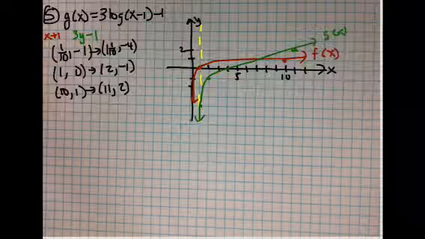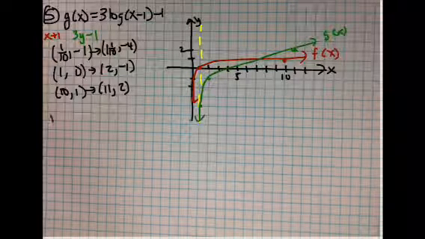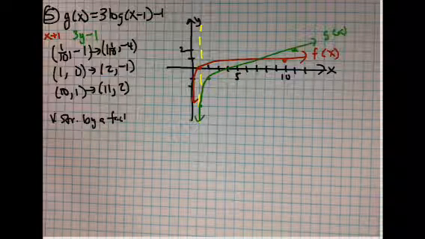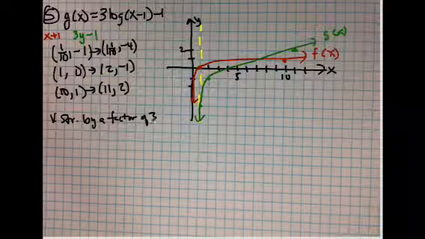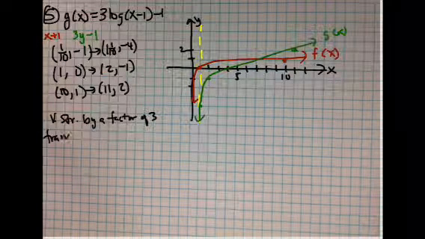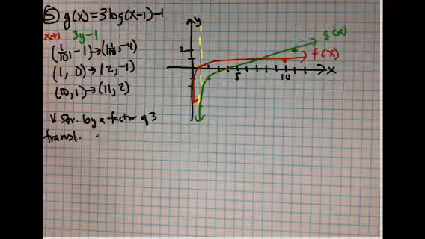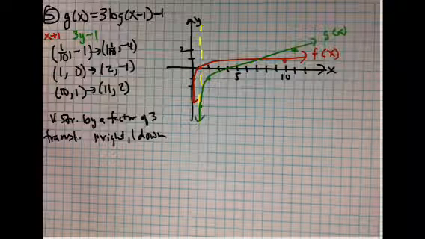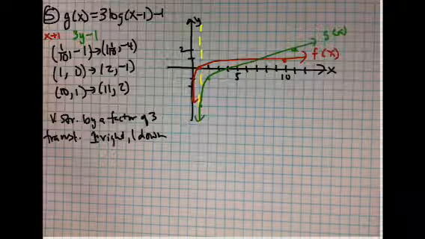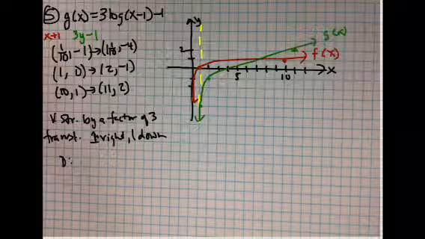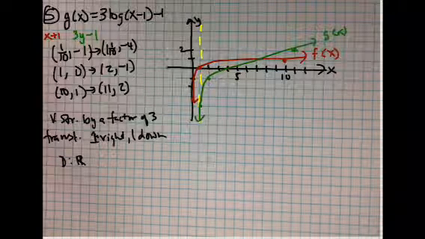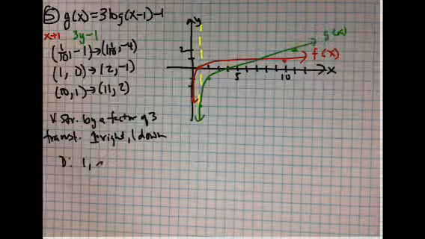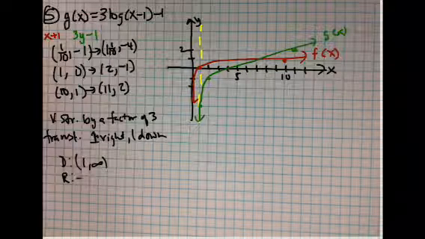And what it did is it has a vertical stretch by a factor of 3, and then the translations are 1 right, 1 down. Okay, the domain is all reals. Sorry, backwards. Take it back. I'm thinking of exponentials. Domain is from 1 to infinity. Range is all reals.